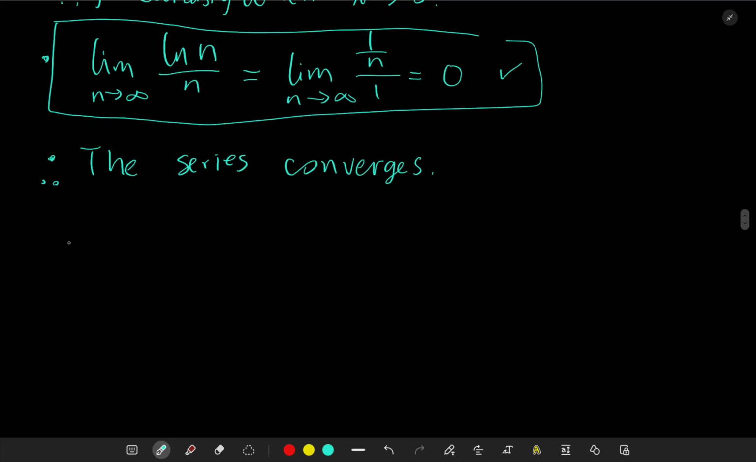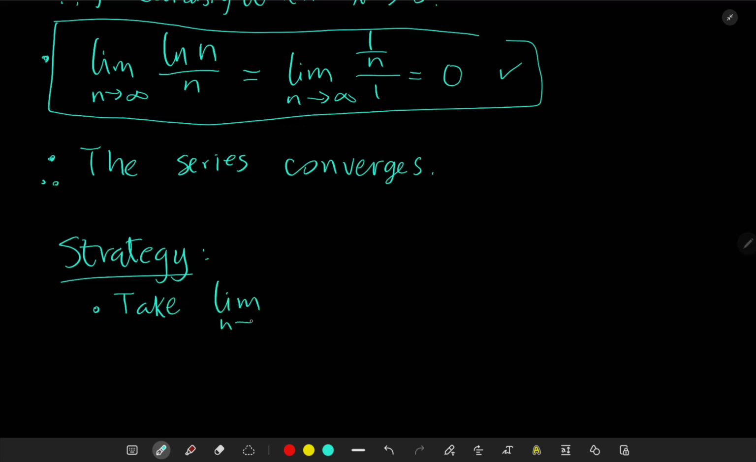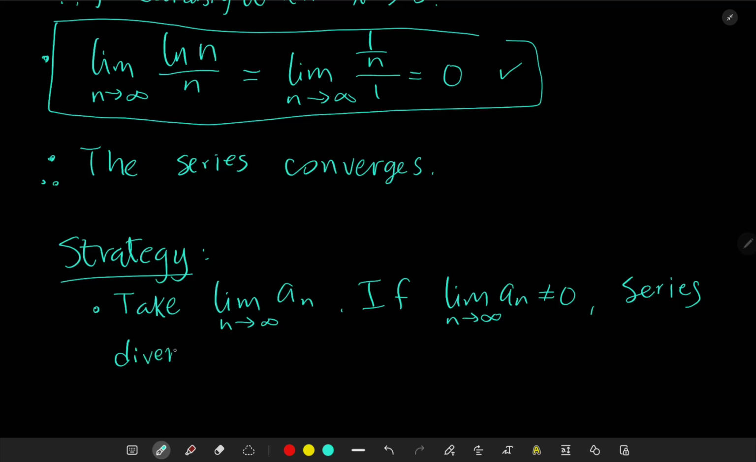So the strategy, which is not what I did, apparently I like to work extra: take the limit as n goes to infinity of a_n. So here's like a flow chart. If the limit is not 0, the series diverges. If the limit is 0, well, you're going to go through your steps.